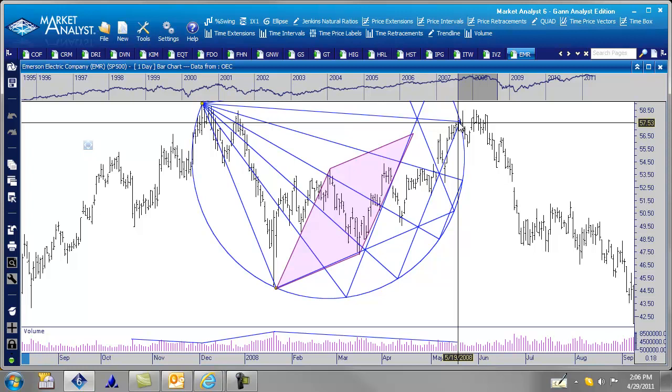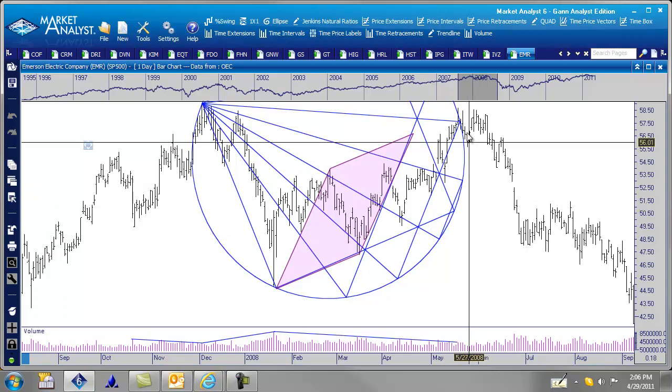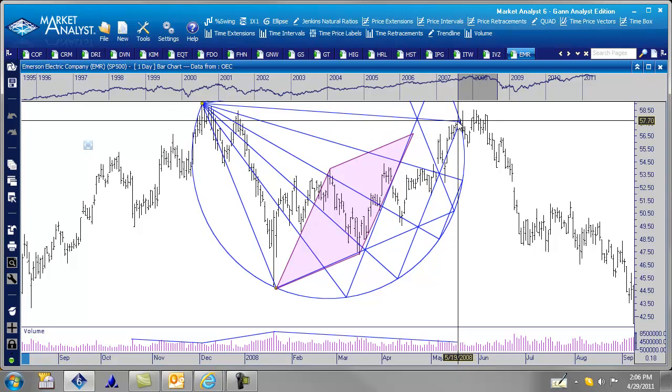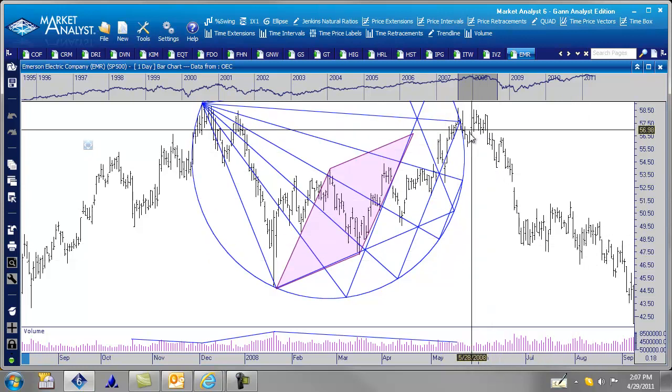a sell signal. The vertical side of the circle also identifies reversals in advance. So you can see it was off just by a couple of bars here. This would have been your sell signal, and you got a time and price projection right here, and we can see it went down from there.